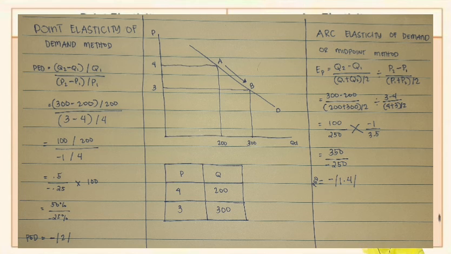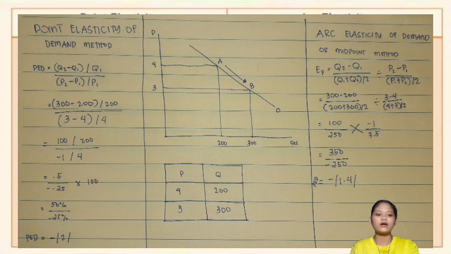First, let us subtract 300 minus 200, which equals 100, divided by 200. Next, over 3 minus 4, which is equal to negative 1 divided by 4. So the answer of 100 divided by 200 is 0.5, and negative 1 divided by 4 is negative 0.25. So we will look further at the percentage.